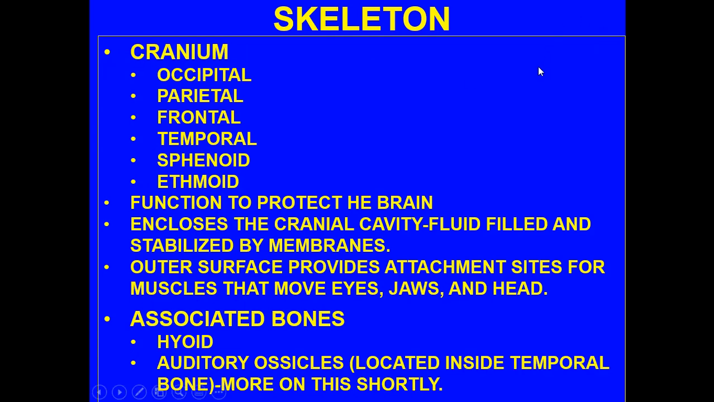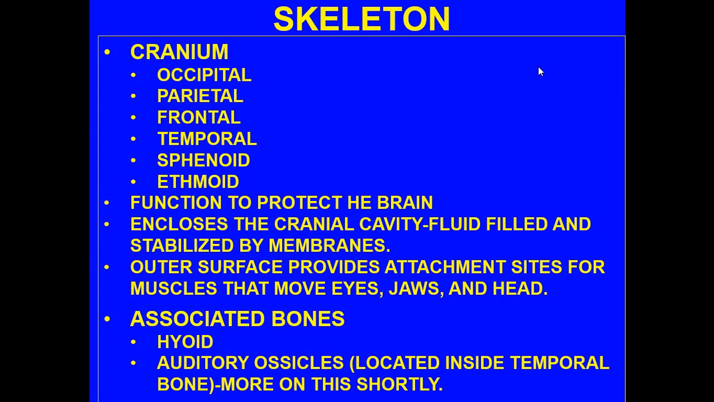When we take a look at the bones that make up the cranium, their function is to protect the brain. This includes the occipital, parietal, frontal, and temporal. The sphenoid and ethmoid are not as easily seen, and they're also not purely the flat or curved plates, like the flattened sheep bone that you've seen before, where it's compact on the outside, compact on the inside, diploe in the center. So you have to keep this in mind. But they basically all play a role in enclosing the cranial cavity, keeping it fluid filled and stabilized by the membranes, protecting the brain.